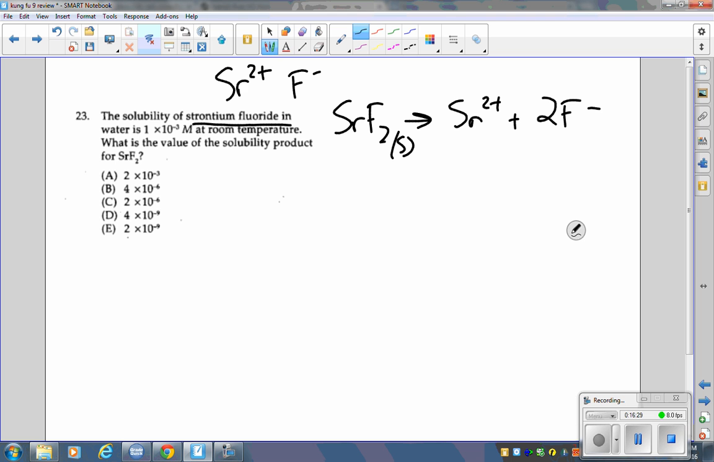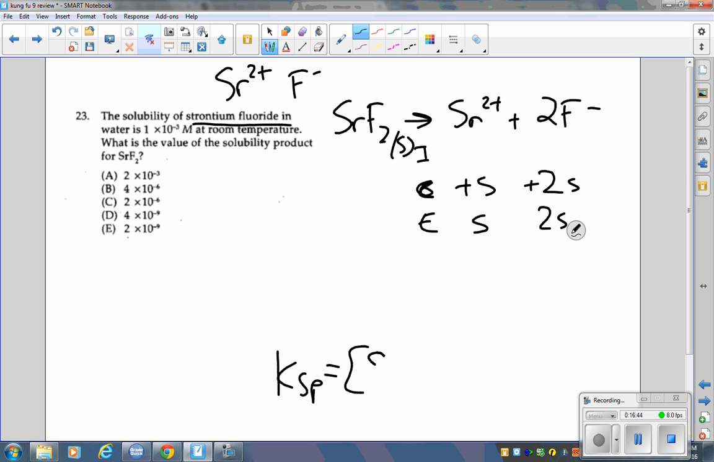I'm going to get plus S and plus 2S. So this is S and 2S. I'm going to write my equilibrium expression down here, KSP is equal to the concentration of Sr2 plus to the first, F minus to the second. I do them separately so I don't get confused. I'm going to take a different pen, and they tell me the solubility. That's S. The solubility of Sr and F minus are not the same. It is a 1-to-2 ratio. So S is really only here, 1.0 times 10 to the negative third.